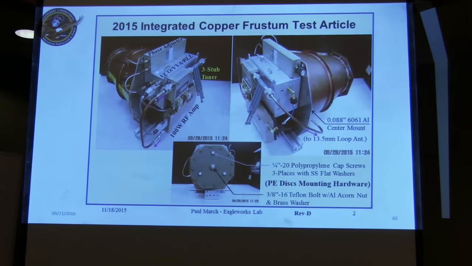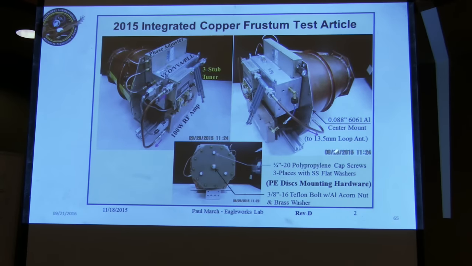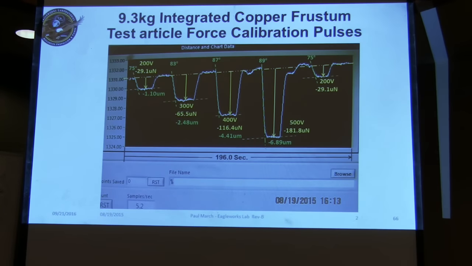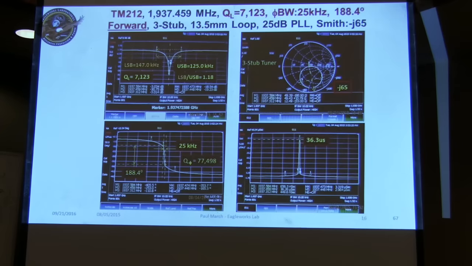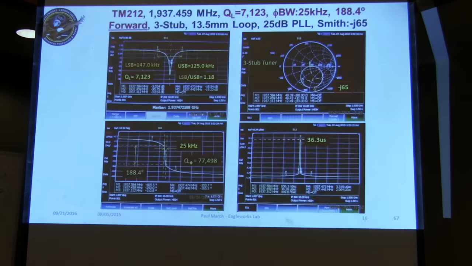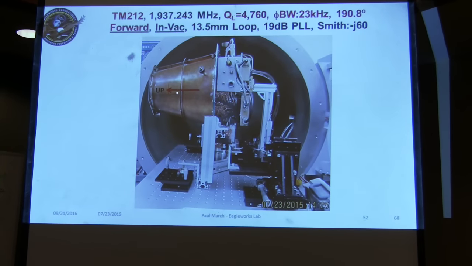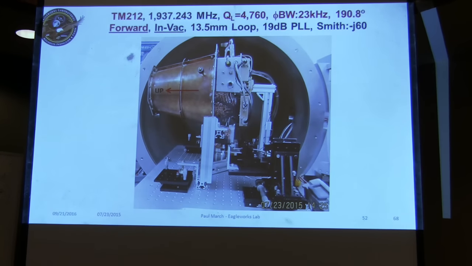There's our backup one. There's our current test article. We integrated everything onto the test article. That way, all the RF cabling remained the same when you swapped it around. And so that's what we're currently running. Next slide. Those are the cal pulses for that configuration. Next slide. Again, tuning. Next slide. I'm sorry. There's the test article set up. Again, towards the small end, this is TM212 mode.